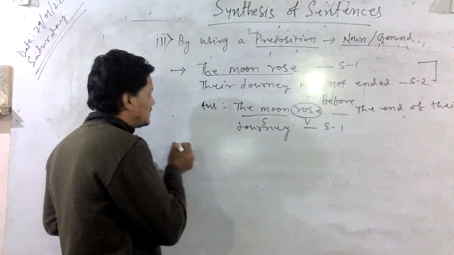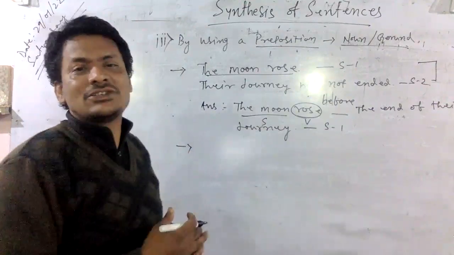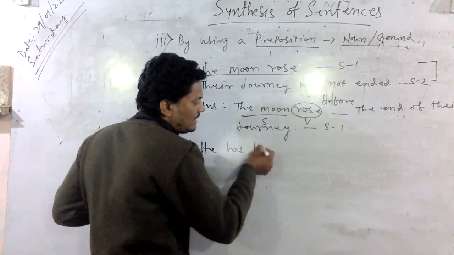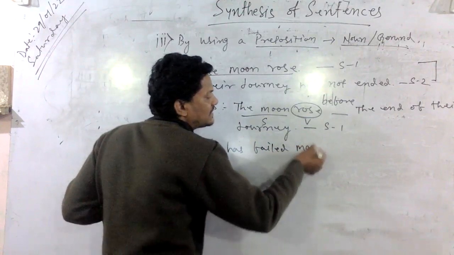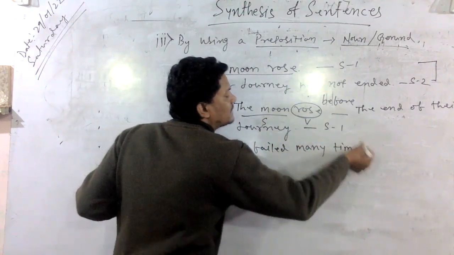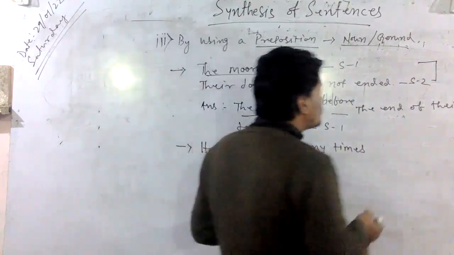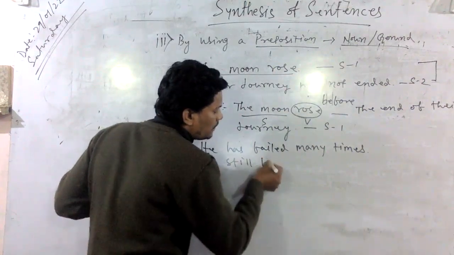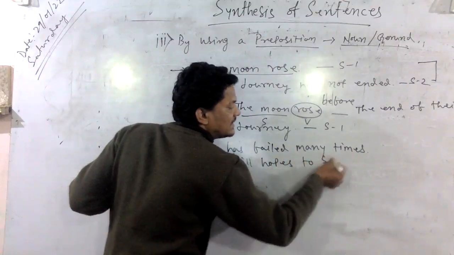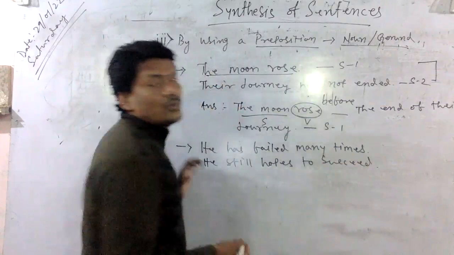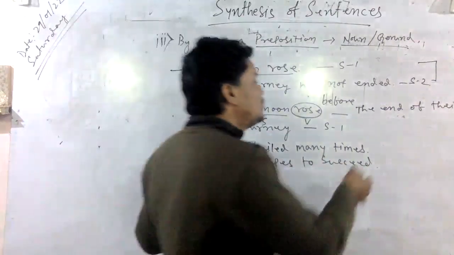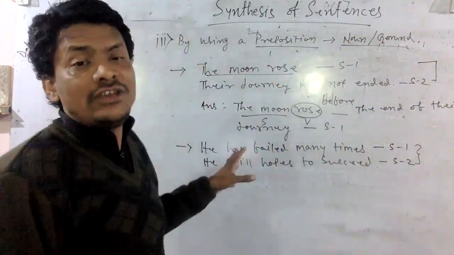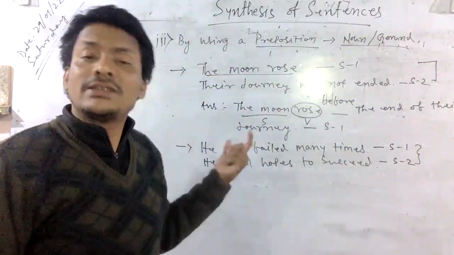Similar to that, look at the next sentences. He has failed many times. He has failed many times. So he still hopes to succeed. He still hopes to succeed. So this again is referred to as two sentences, sentence one and sentence two. Now what are we supposed to do? We need to use a preposition so that we make a simple sentence.